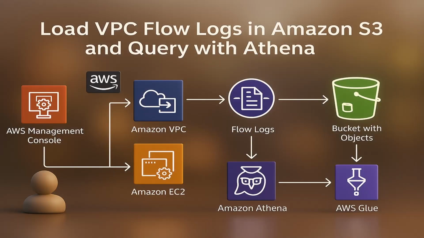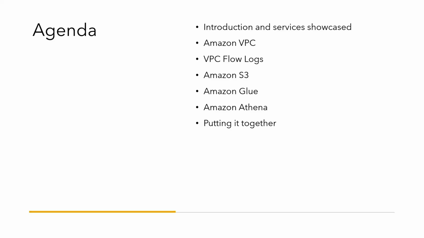We're going to be looking at how to load VPC flow logs in Amazon S3 and then see how we can query it with Athena. So let's begin. We are going to introduce all of the services. We'll begin with Amazon VPCs. We'll move on to VPC flow logs. We'll talk about S3. We'll go on to Glue. We'll talk about Athena, and we're going to see how all of these things come together.